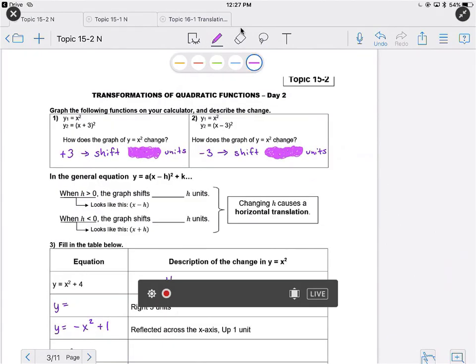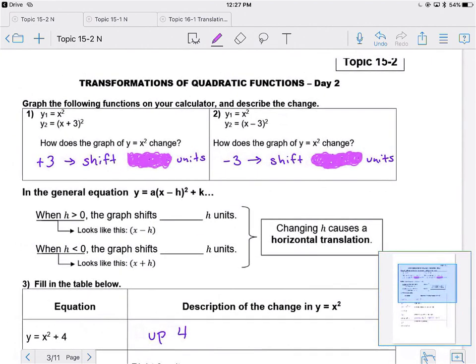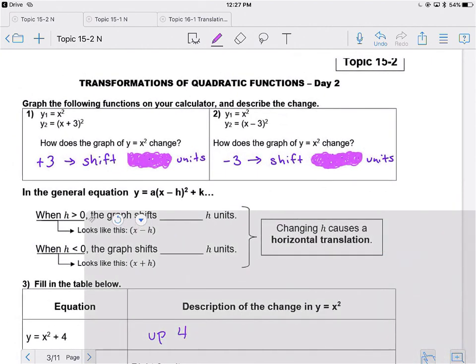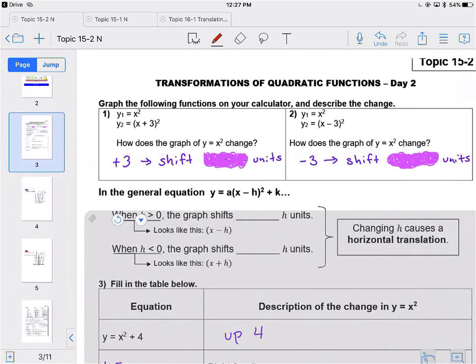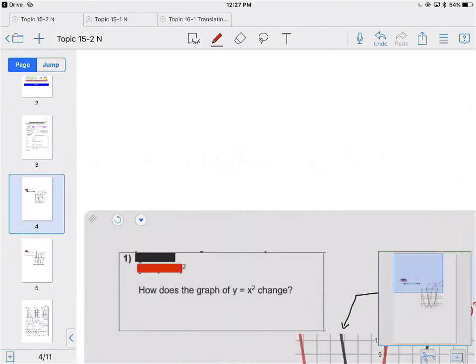This video covers topic 15.2, which is the transformations of quadratic functions, day 2. So you need to be on 15.2 in your notes, please. They ask us at the top to graph the following functions on your calculator and describe the change. So we have y1 equals x squared and y2 equals (x plus 3) squared. Now you can plug this into y equals if you want, or we've already done it for you.